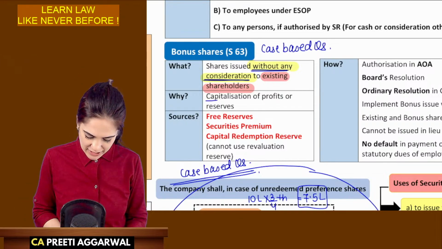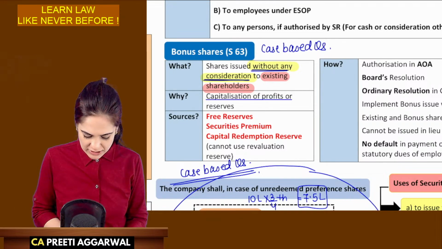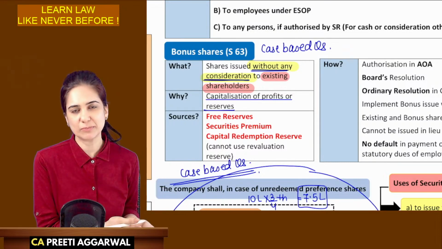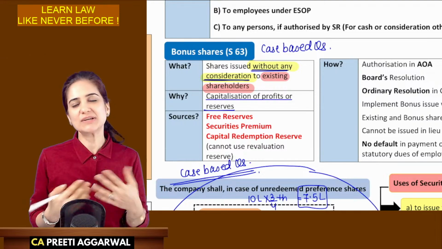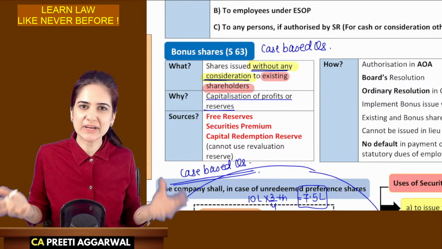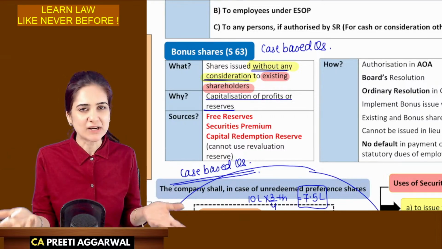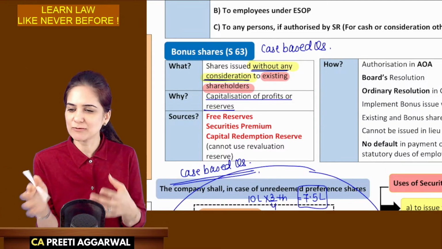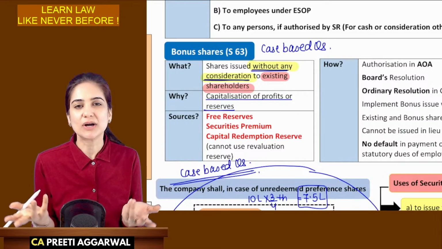Why? It is nothing but a capitalization of profits or reserve. See, I don't have any other use of that reserve which is there with me. So it is just like this year I will not give dividend. Instead, I will give you one share for free. So that share which you receive for free, next day you can go and sell it in the market, and whatever money you receive, that you can consider as your dividend.